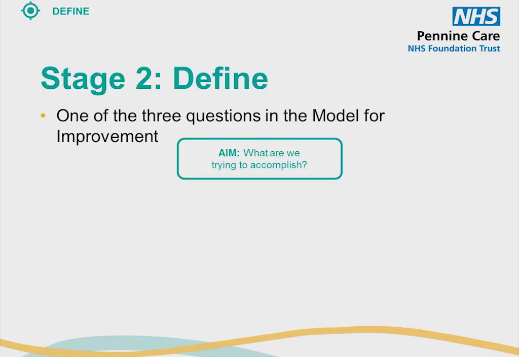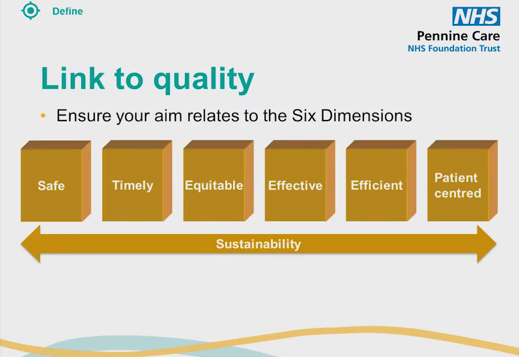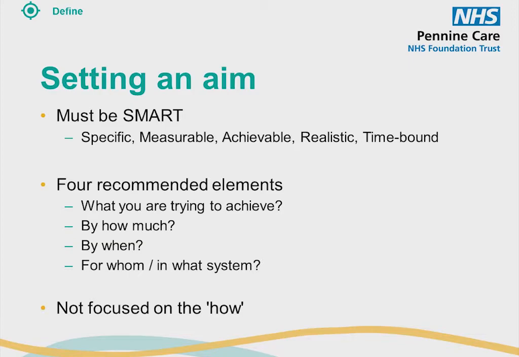In this stage, we answer the first of the questions in the Model for Improvement. What are we trying to accomplish? It is important to have an aim to help us identify a clear focus for what we are aiming to achieve. It is also important to ensure that we link our aim to the quality dimensions of healthcare that we mentioned earlier. When we set an aim, we must make it SMART: specific, measurable, achievable, realistic, and time-bound.